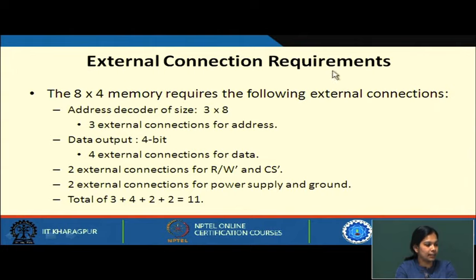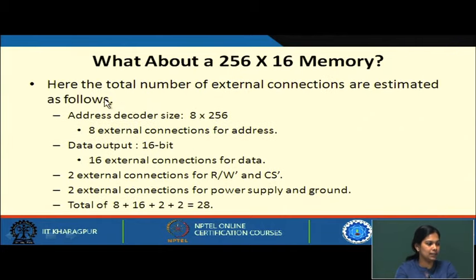So, the external connection requirements for this 8 cross 4 memory are: 3 for address, 4 for data, because in each row there are 4 bits, 2 for read/write and chip select, and 2 for power supply and ground. A total of 3 plus 4 plus 2 plus 2, that is 11, is required for this 8 cross 4 memory chip.